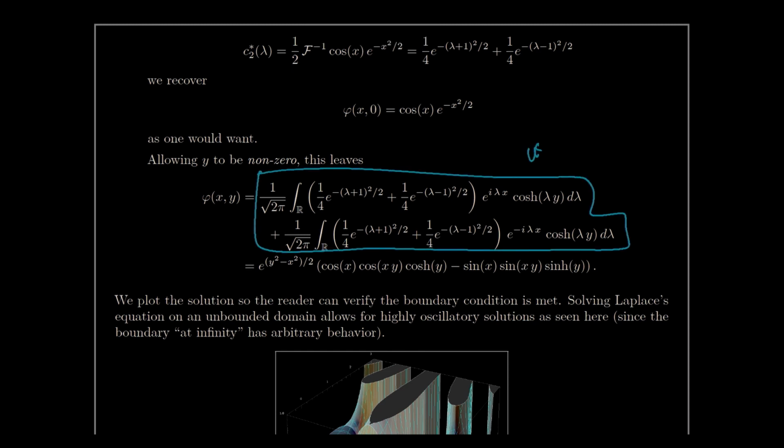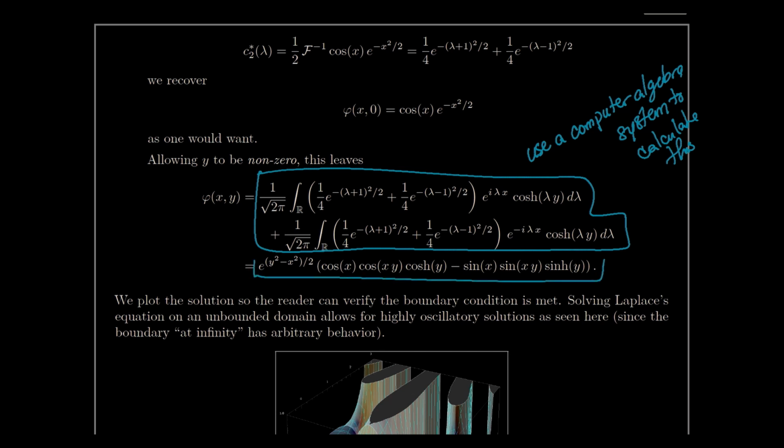At this point, you ask your computer, hey, can you actually calculate this for me? So use a computer algebra system to calculate this. And when the computer algebra system calculates it, you get the following as your solution. So you get this Gaussian of y squared minus x squared, and then you get cos x, cos xy, and cos y, and then you get sin x, sin xy, and sin y. And that's just going to be your solution to this particular Laplace's equation.